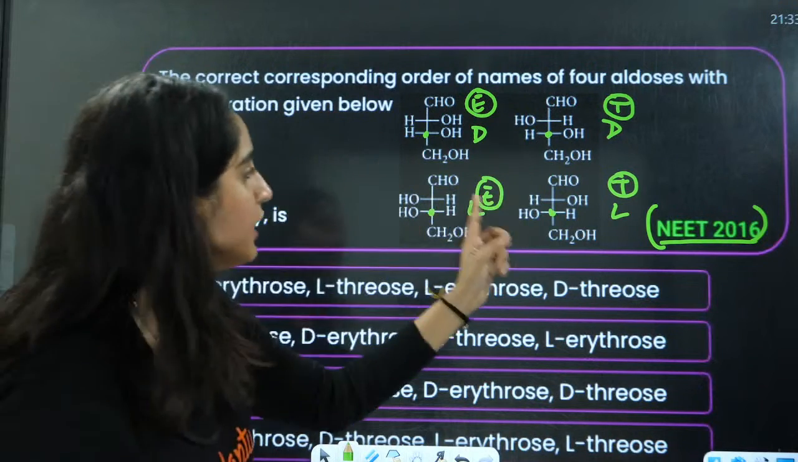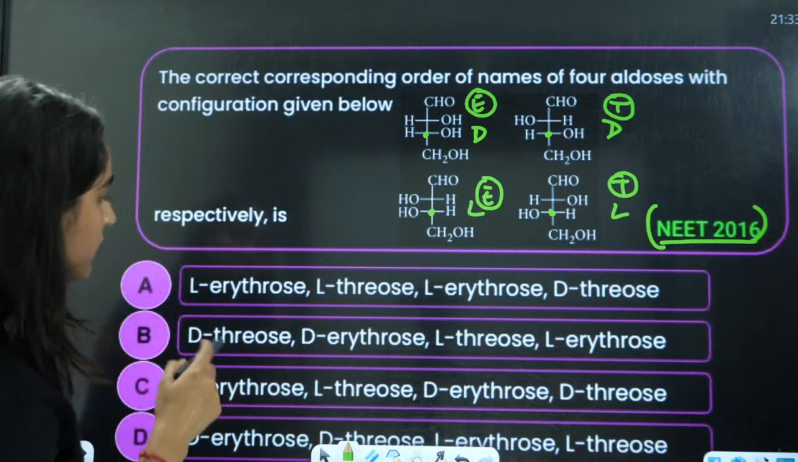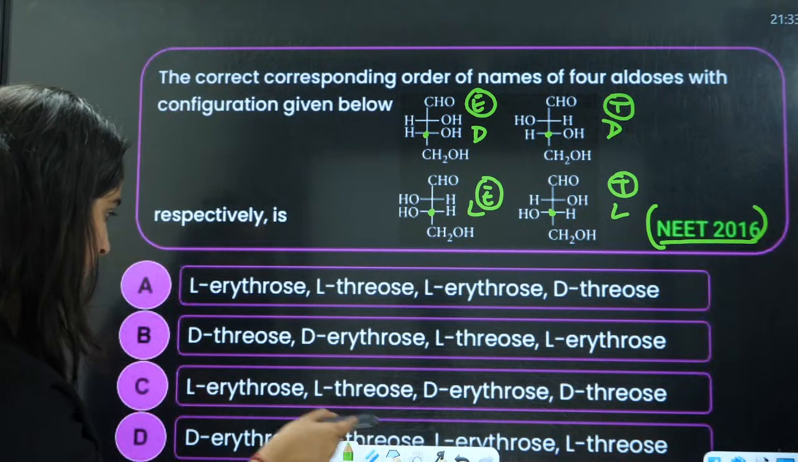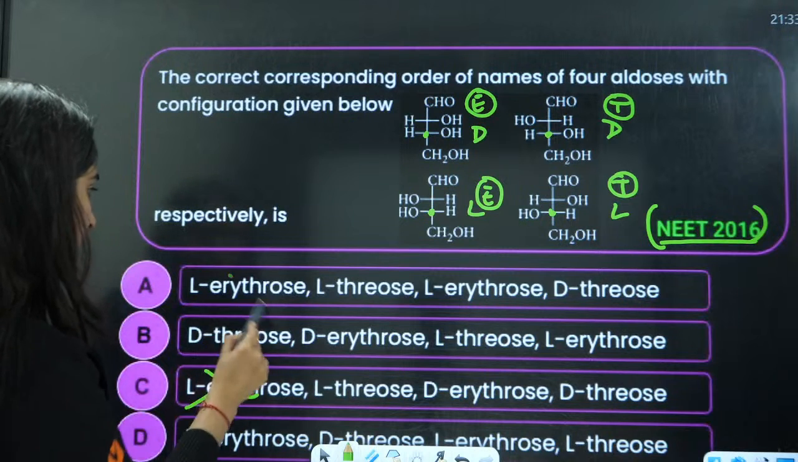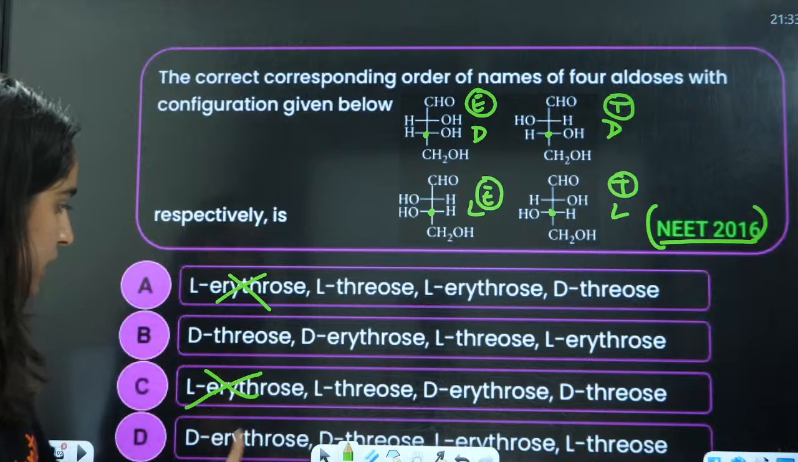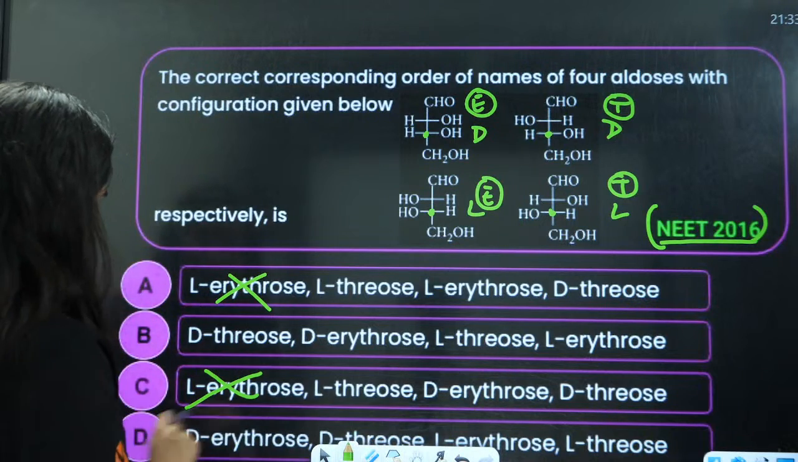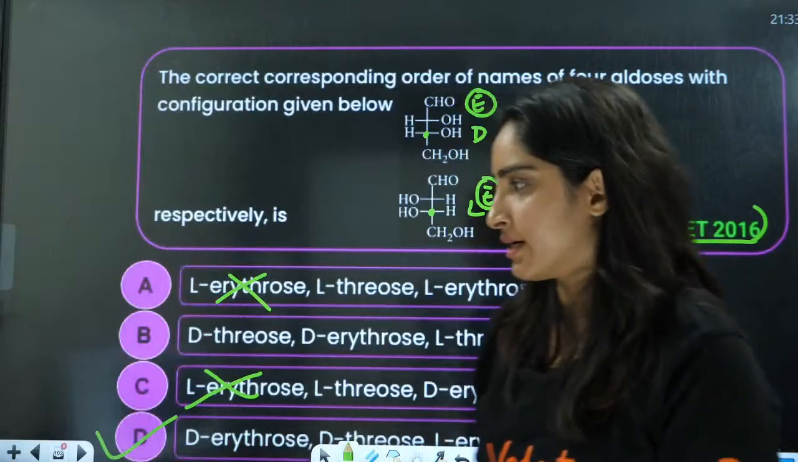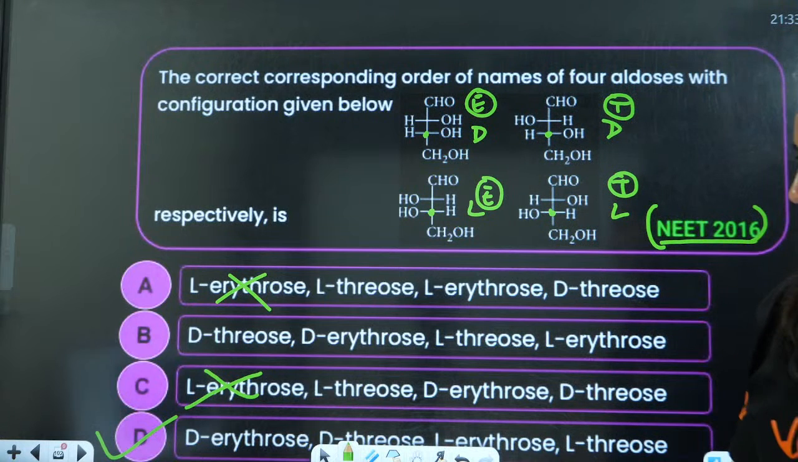First is DDLL, DDLL, and this is DD. So A and C cannot be the answer. Then we have erythro-threo, erythro-threo. So D is going to be the right answer here, right?